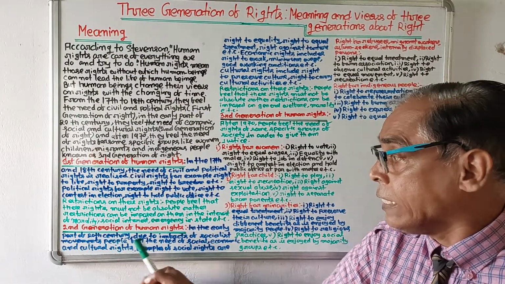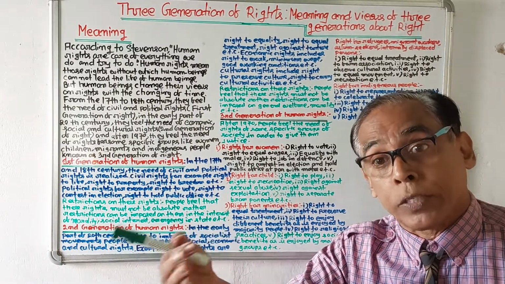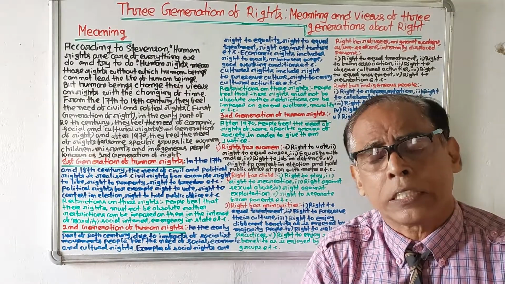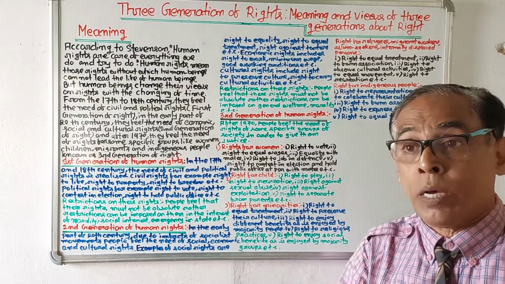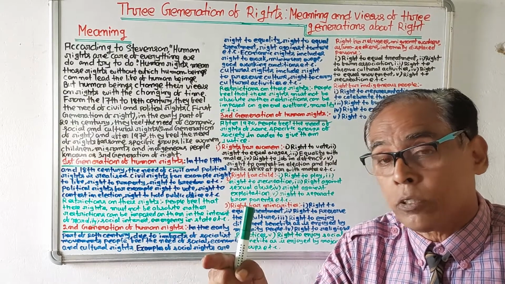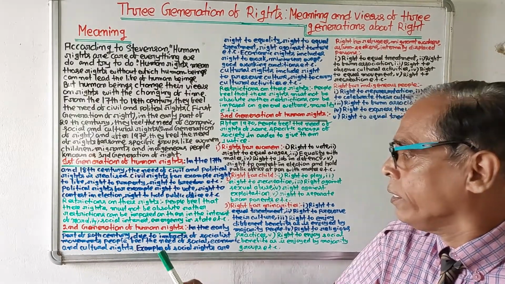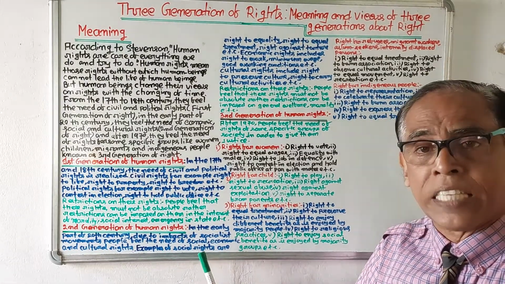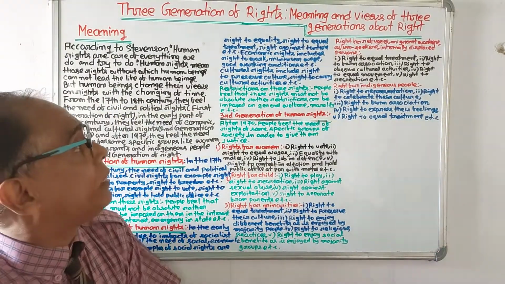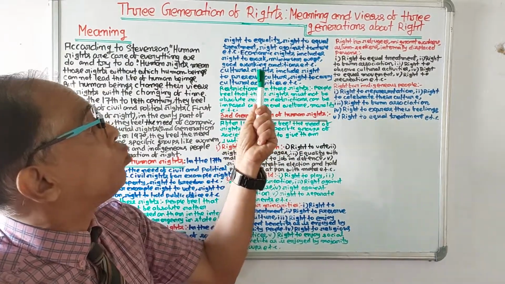Now we'll discuss second generation of human rights. In the early part of 20th century, due to influence of socialistic movements, people realized the need of social, cultural and economic rights. Examples of social rights are right to equality, right to equal treatment, right against torture, right to work.